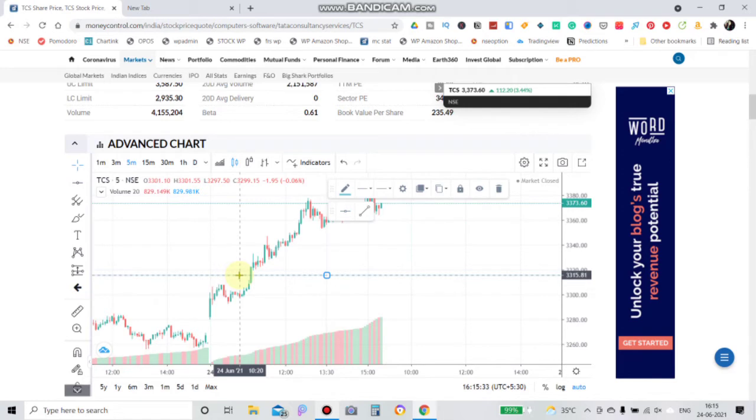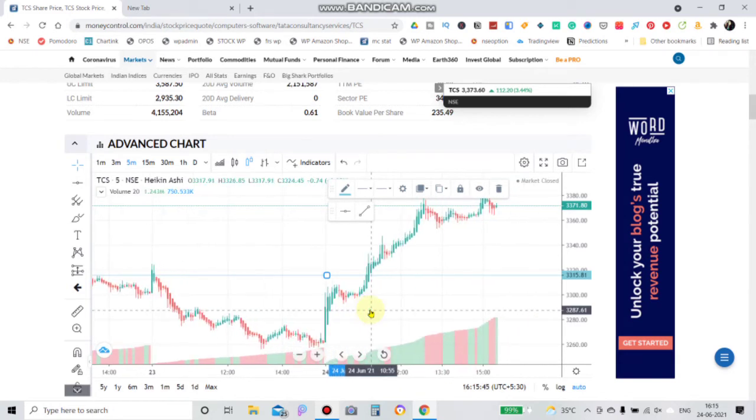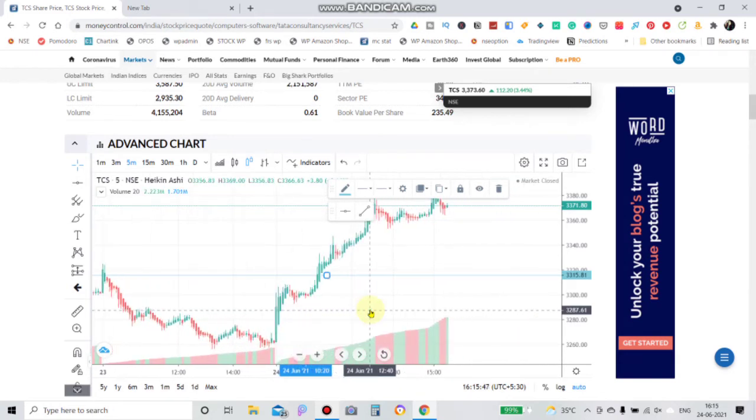Okay, so now what you can do is you can put Heikin Ashi candles, because you might be confused looking at the candlesticks as a beginner.